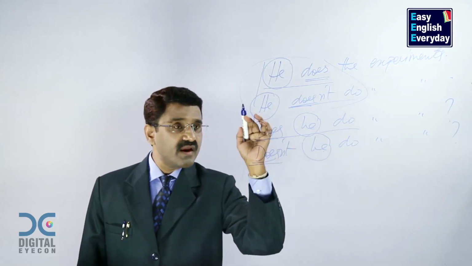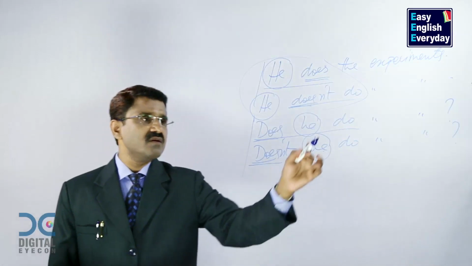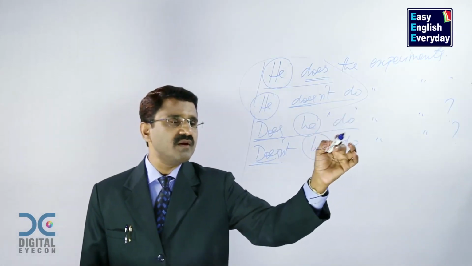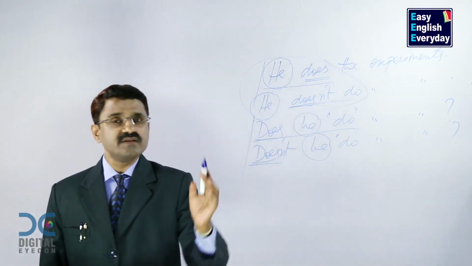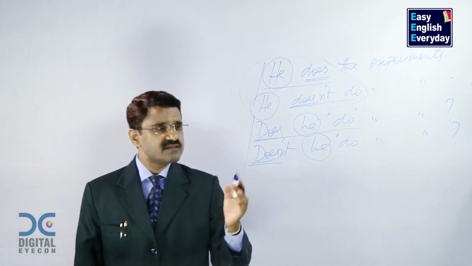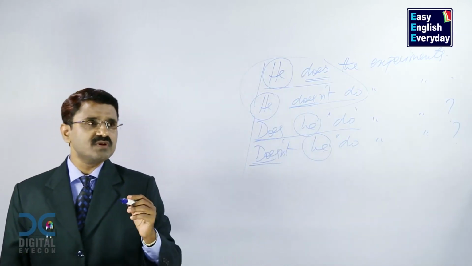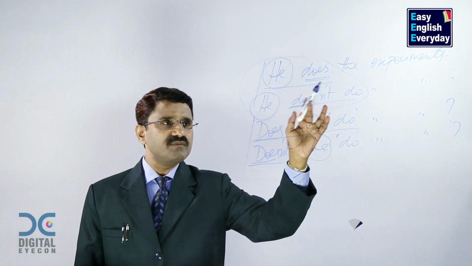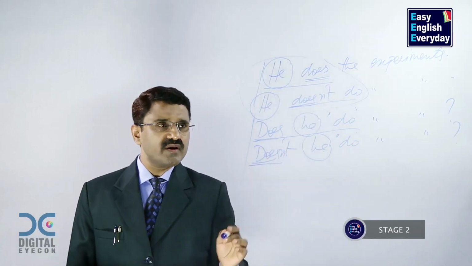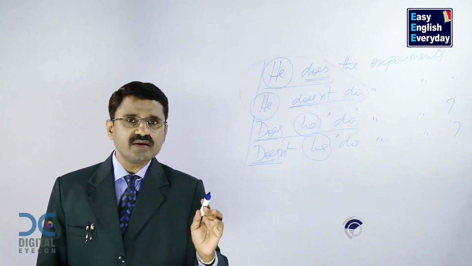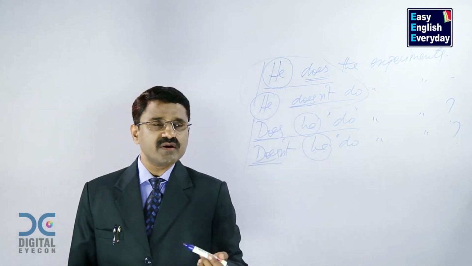When does enters the sentence, you will find the base form here. He does the work, he does not do the work. Does he do the work? Doesn't he do the work? He does jogging every day, he does not do jogging every day. Does he do jogging every day? Doesn't he do jogging every day?